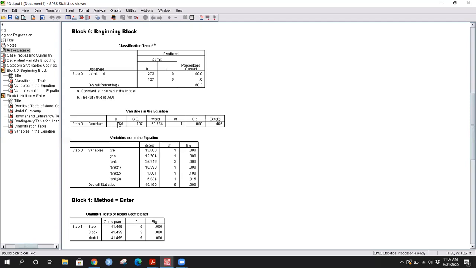So the interpretation is the unconditional log odds in favor of the event happening. Please recall, what are the log odds? Log odds are the odds in favor of the event happening. So right now, minus 0.765 means these are the unconditional log odds in favor of the event happening, that is, in favor of the student getting admitted in the college, is minus 0.765.